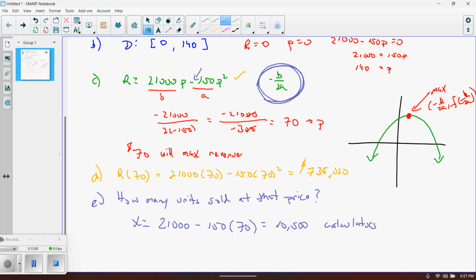That's a b on top. Trying my best. So that's how you will always be able to find the vertex given the quadratic equation that you have there. All right, let's move on to another type of example.